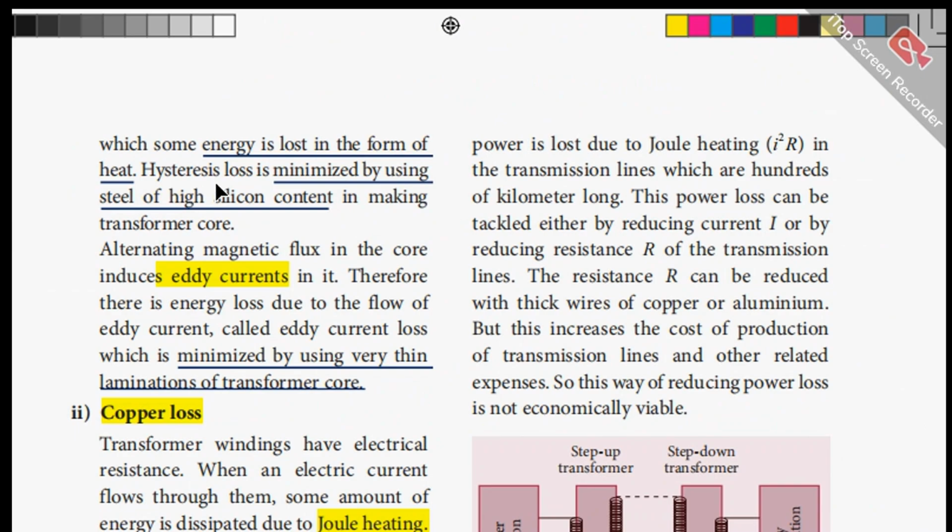This hysteresis loss is minimized by using steel of high silicon content in making the transformer core. An alternating magnetic flux in the core induces eddy currents also in it. Therefore, there is energy loss due to the flow of eddy currents, called the eddy current loss, which is minimized by using very thin laminations of the transformer core.